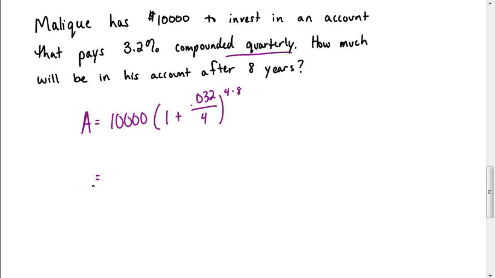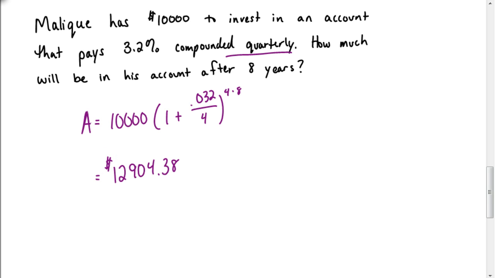and then you can use an exponent of 32 just to make it a little easier. When you do that on your calculator, you get $12,904.38. And that would be your answer.